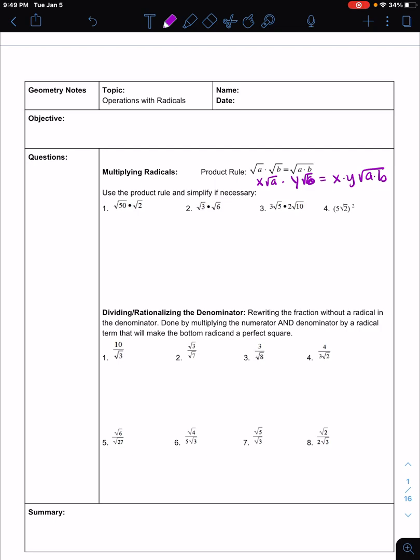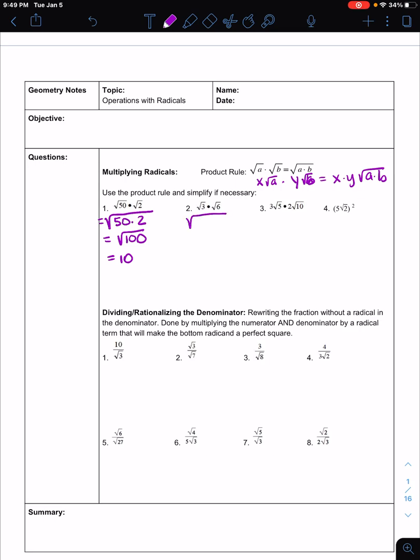So let's look at this one. The square root of 50 times the square root of 2, that's like the a and the b in the equation that you see above. So if I multiply those back together, I can pull them back underneath one radical. So the square root of 50 times the square root of 2 is equal to the square root of 50 times 2, which is equal to the square root of 100. Well, if you recognize that is a perfect square, there's no need to do factor trees. So then that is equal to 10. Easy peasy.